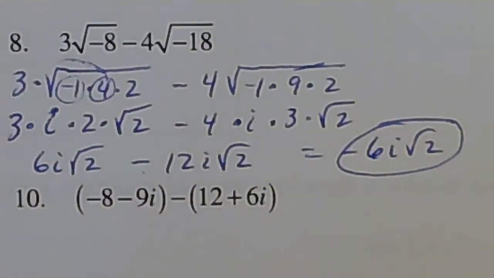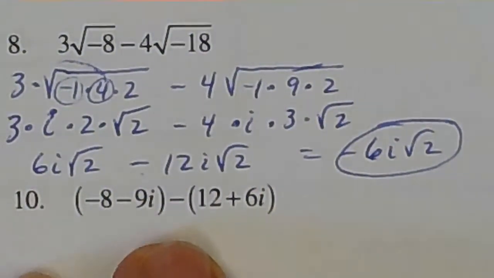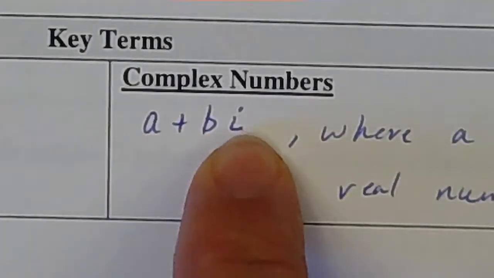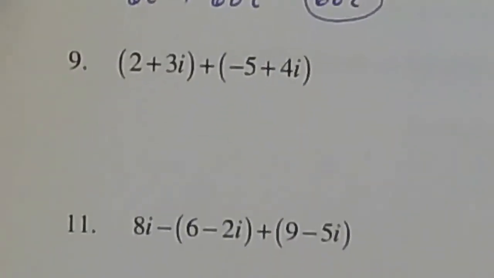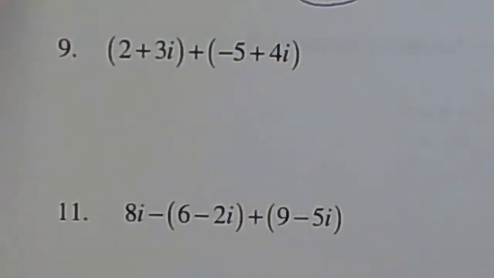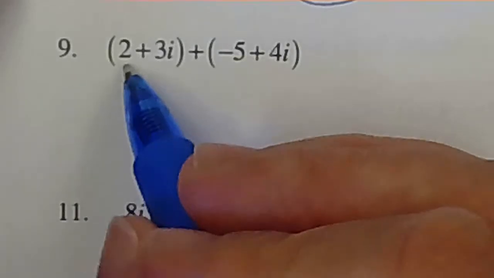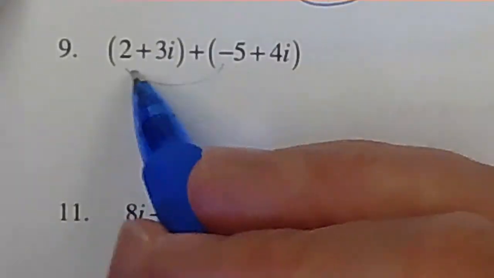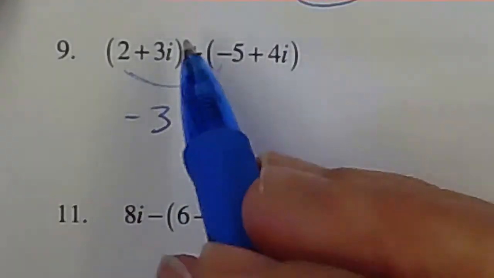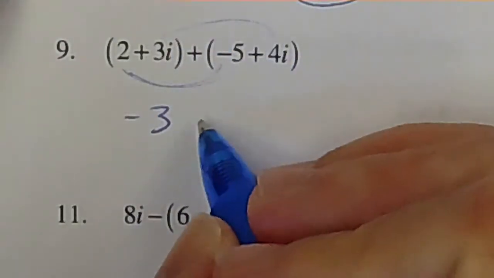Okay, 9 and 10. Now we're going to start adding and subtracting complex numbers together. So when you add and subtract complex numbers together, you can add the a parts together and you can combine the bi parts together. So these parentheses aren't doing much except for just separating the two complex numbers. So I can jump right to the answer. Okay, I'm going to add these two together here. 2 plus negative 5 gives me negative 3. And 3i and 4i gives me 7i.